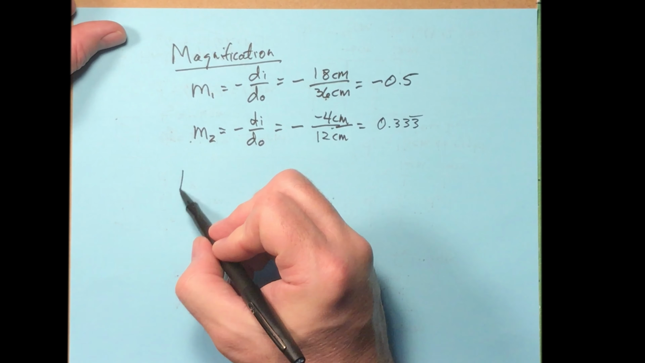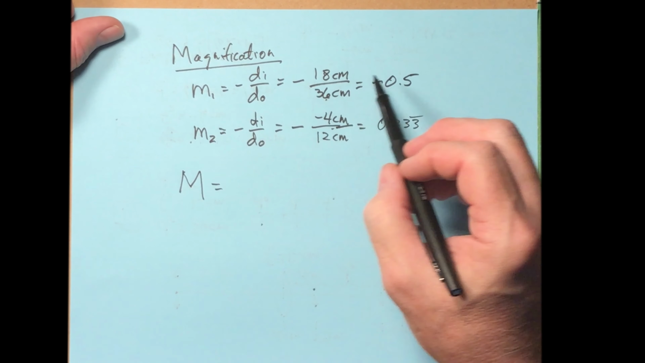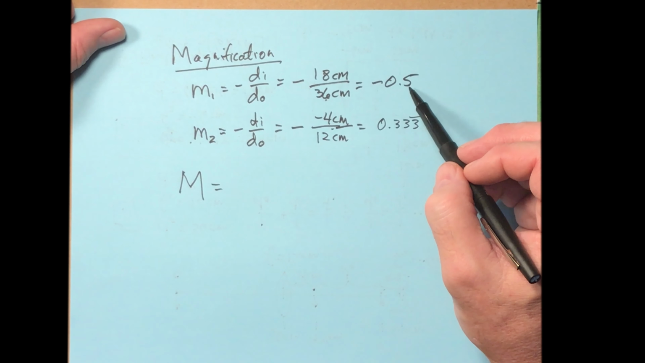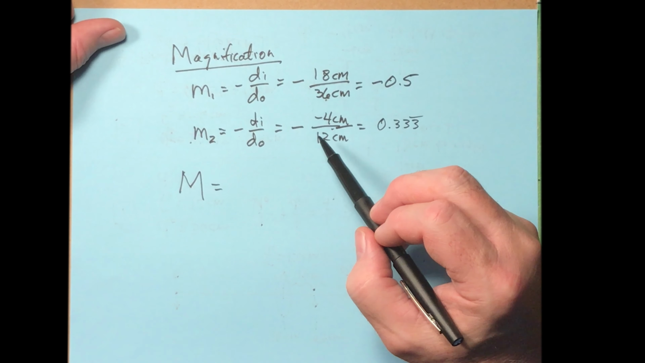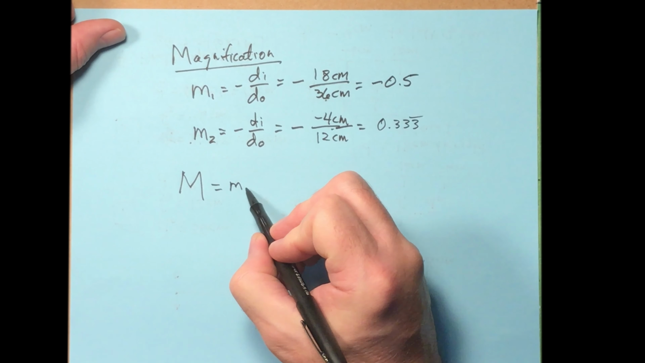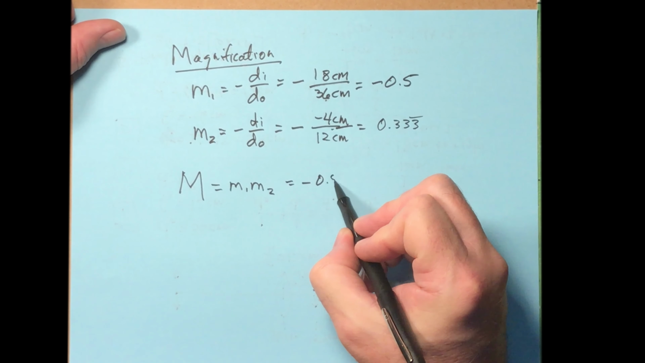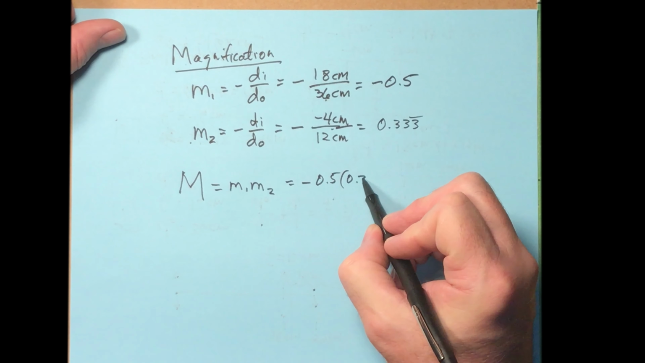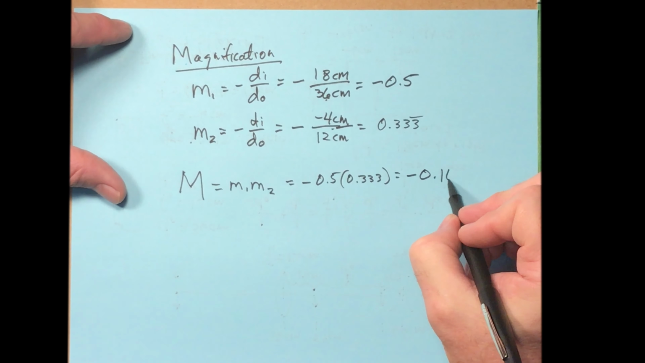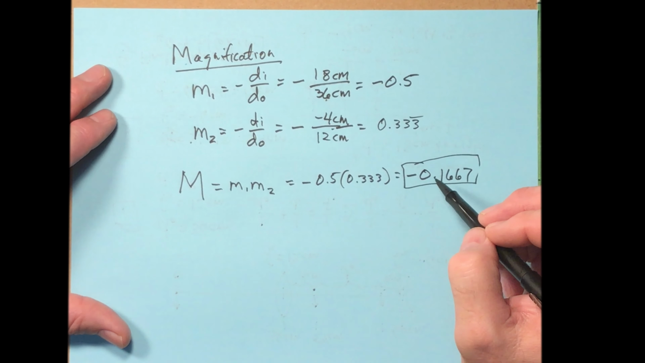Okay, so now how do you get the total magnification here? Well, if the object were originally 1 centimeter high, it's going to be half a centimeter later. And then you take that half and you multiply it by this. So the total magnification is just going to be m1 times m2. So we're going to end up with minus 0.5 times 0.333. And that turns out to be minus 0.1667. And there you have the final magnification.